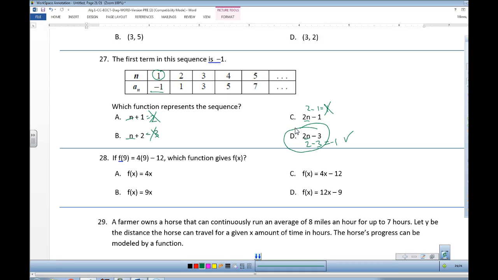Well, a minute ago I said 26 was probably the easiest item on the test. 28 is right behind it in ease, if you understand what they're asking. It says, if f of 9 equals 4 times 9 minus 12, which function gives f of x? All you have to do is substitute in x whenever you see 9. So that would just be f of x equals 4x minus 12. Simply substituting in x here and x here. Answer is C.